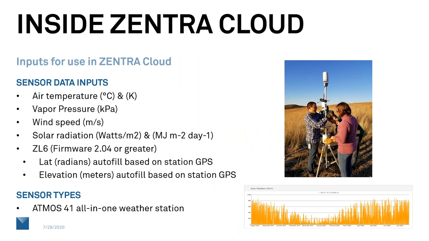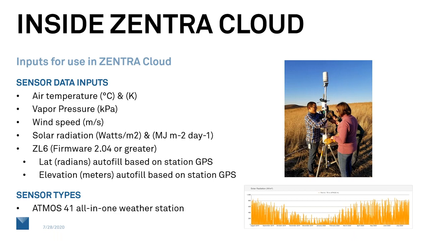Inside ZENTRA Cloud, you don't have to put in any equations, all you need is your inputs. We have a number of inputs to calculate for the model. The best sensor option that we provide here at METER is going to be the ATMOS 41 compact weather station, as you do need 4 separate atmospheric measurements to do this calculation.